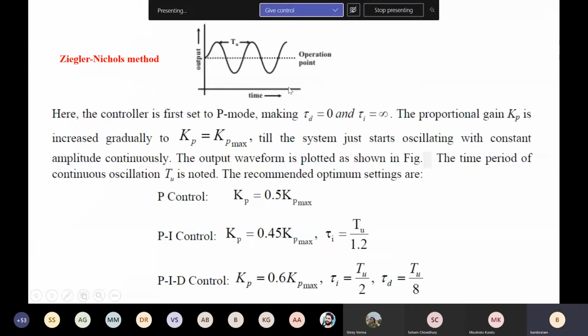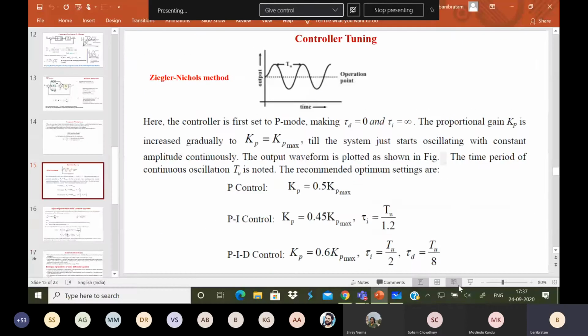So next, this slide is about controller tuning. What does controller tuning mean? I have a controller, and in this PID controller, how many parameters do you have? Kp, tau I, and tau d. These three parameters. Now, how to choose those three parameters?